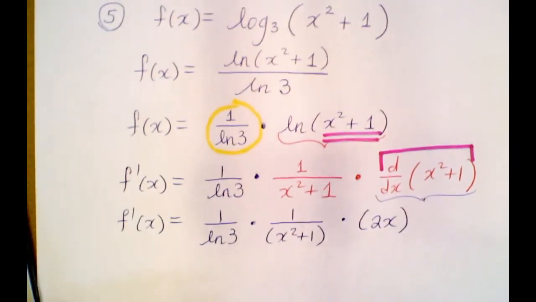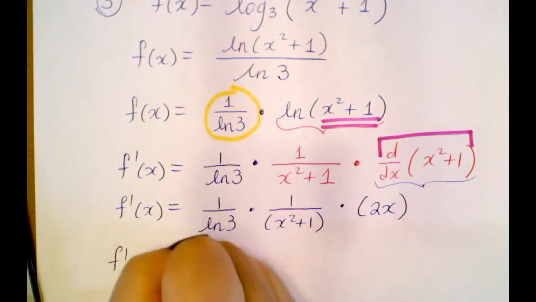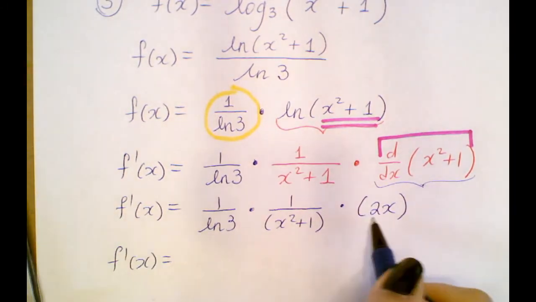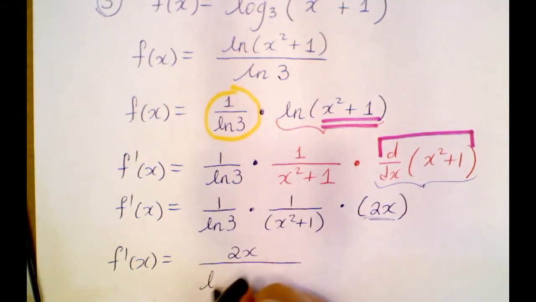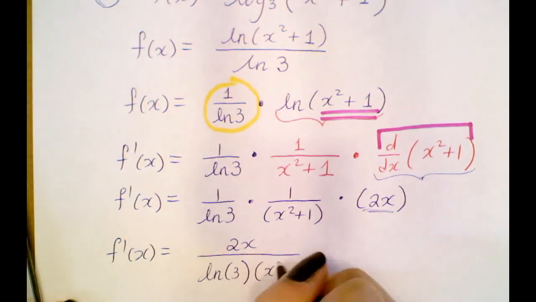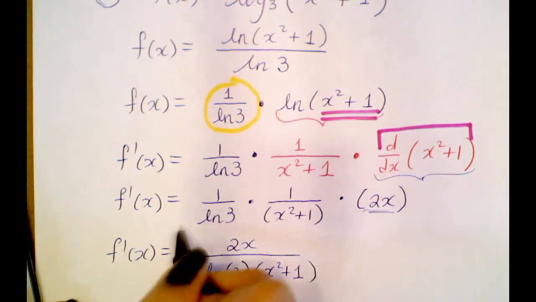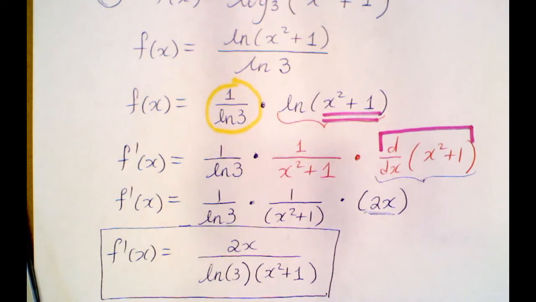And then I'm just going to have to put these all together, okay? So f prime of x is equal to, now what goes on the numerator? Just the 2x. 2x divided by natural log of 3, I put the 3 in parentheses, and then that's getting multiplied by x squared plus 1. Okay, and that is the answer. Oh, that one was a little bit tricky, wasn't it?